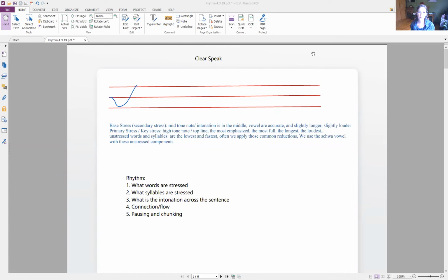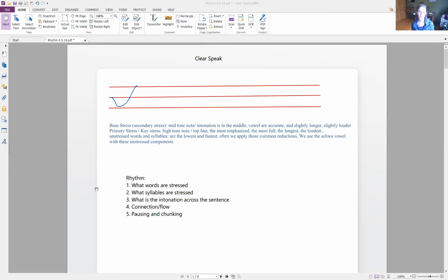Let's break down rhythm a little bit. I'm going to try to make these videos a little bit shorter. My first one was really quite long, so I'll try to make these a little bit more digestible. When I'm talking about rhythm, I'm going to be talking about some basic elements that will help you, if you look at them separately, understand and start hearing English rhythm patterns, and then practice and produce those patterns a little bit more easily.